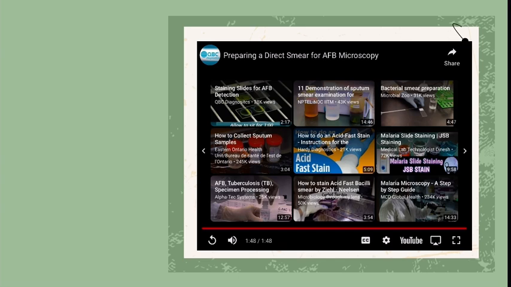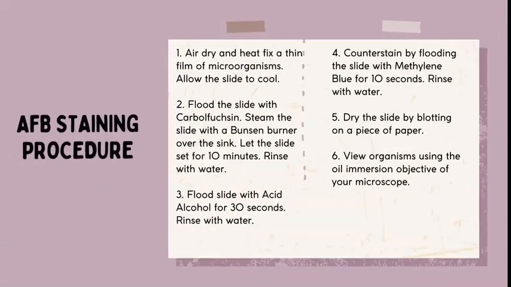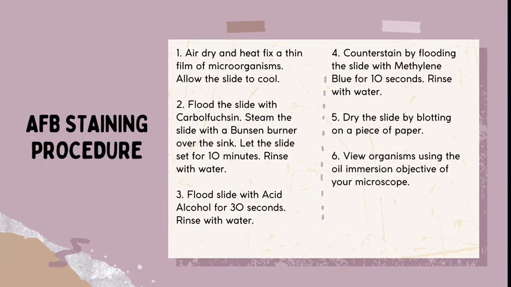Since you already know how to prepare a direct smear for AFB microscopy, now let's proceed to the procedure on how to stain your specimen. So here are the steps. Air dry and heat fix a thin film of microorganisms, and then you have to allow the slide to cool. Next one is to flood the slide with carbolfuchsin.